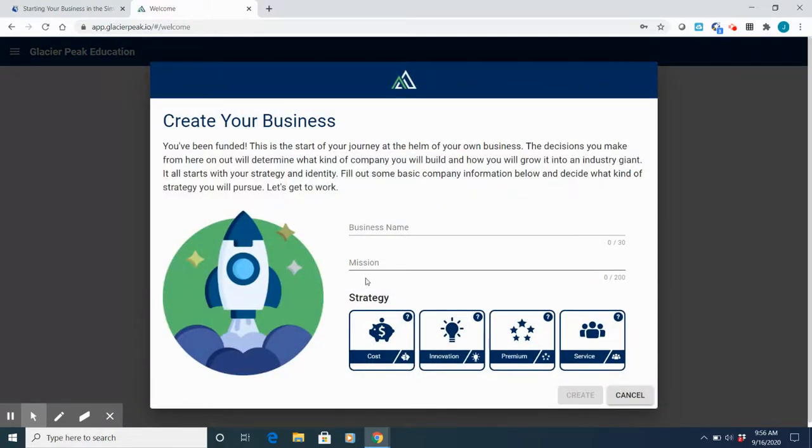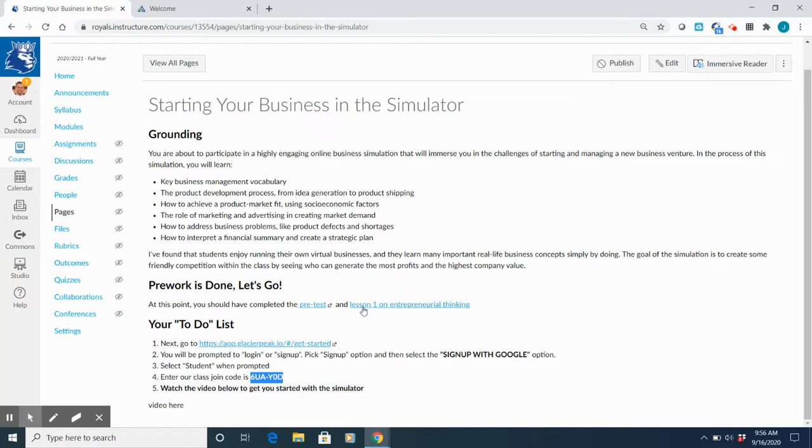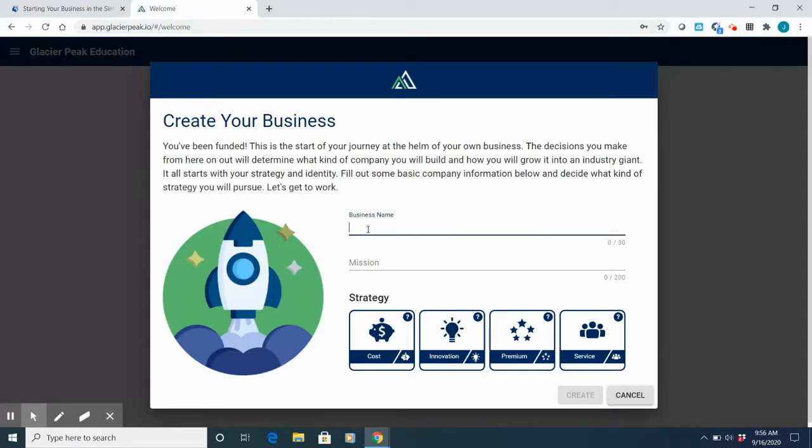At this point, it's going to prompt you to create your business. Up above, it gives you a little blurb about what's going to happen. And this is where you're going to go back to that pre-work that you did on lesson 1, where you went through these steps and created all these things. So at this point, it's as simple as entering your business name. I'm just going to do this for an example. They're all good. Inspire tomorrow's youth.